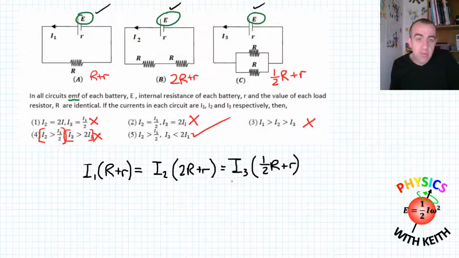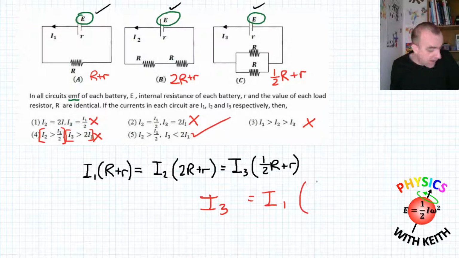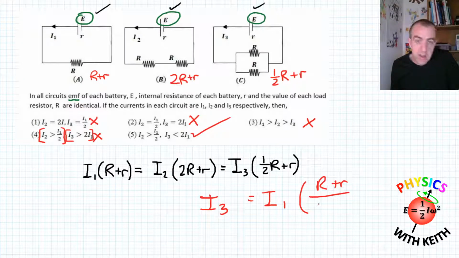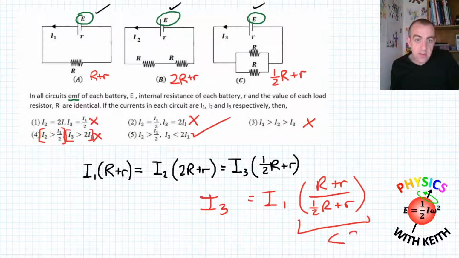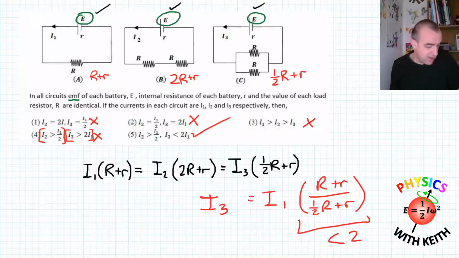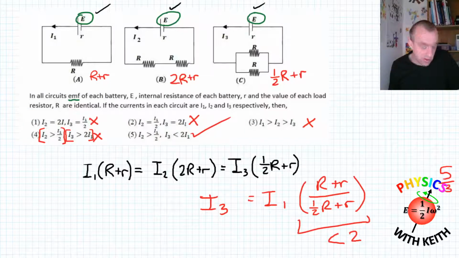Here, you end up with an expression when you look at the second half of this. So I3 has to be smaller than 2I1. So if we say I3 equals I1, the factor becomes R plus R divided by, and this is half R plus R. That's the factor here. And so the question is, can this factor be less than 2? And the answer is that yes, it can. If you plug numbers in, you can convince yourself of that. For example, if we say little r is 1 and big R is 4, we end up with 5 over 3, which is less than 2.